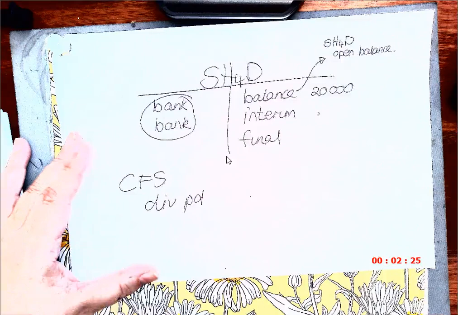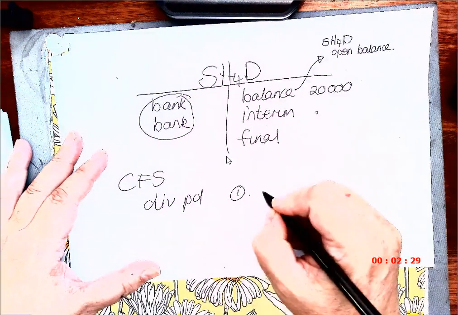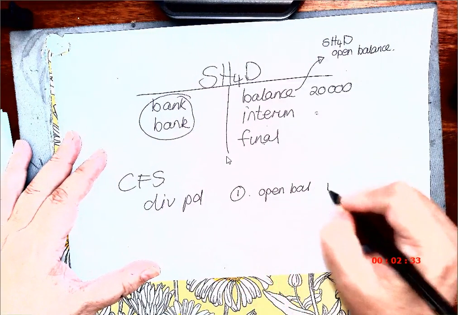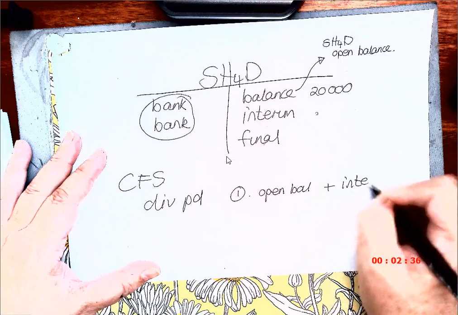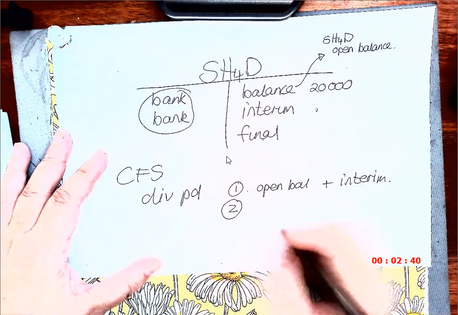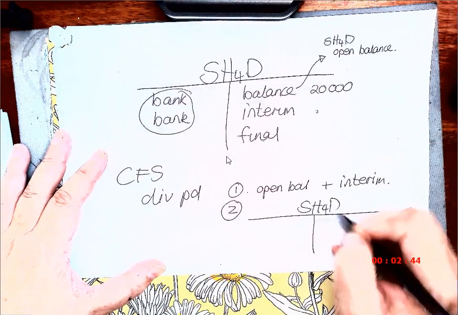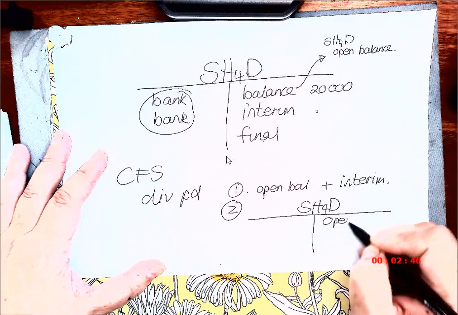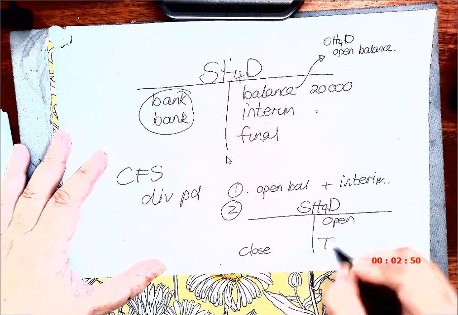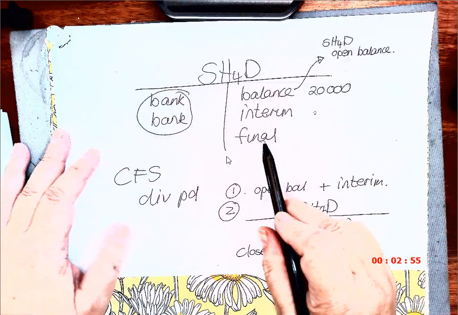Okay, so in other words, to get in my cash flow statement the dividends paid, I have one of two ways to do it. First way would be I take the opening balance, meaning last year's final, plus the interim. That's the first method. The second method is I'm going to do a little T, where I say I've got an opening balance, I've got a closing balance. I have total dividends. Remember, I have the interim and the final.